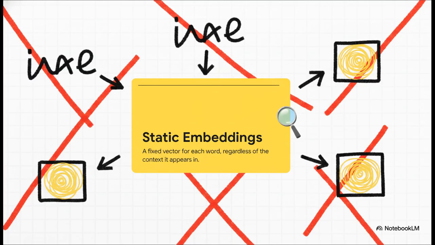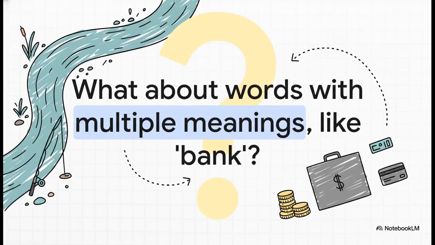But this technique, which created what we call static embeddings, has one pretty significant limitation. Every word gets one and only one fixed meaning, one fixed vector representation. And that leaves us with a brand new puzzle. Think about a word like bank. How can a single static set of coordinates possibly represent both a riverbank and a financial bank? The meaning depends entirely on the context. And solving that problem, well, that's the next great challenge that AI had to tackle.